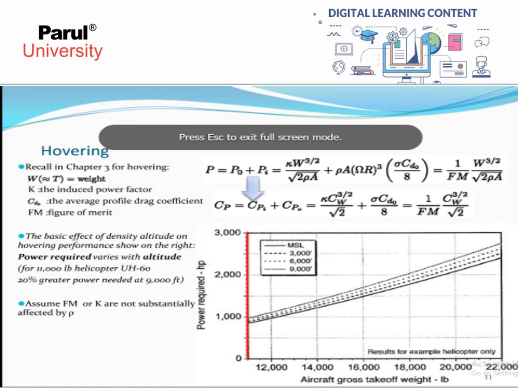Cpi is the induced power coefficient and Cp naught is the profile power coefficient, is equal to K times Cw to the power 3 by 2 upon root 2 plus sigma CD naught by 8, is equal to 1 upon FM into Cw to the power 3 by 2 upon root 2.